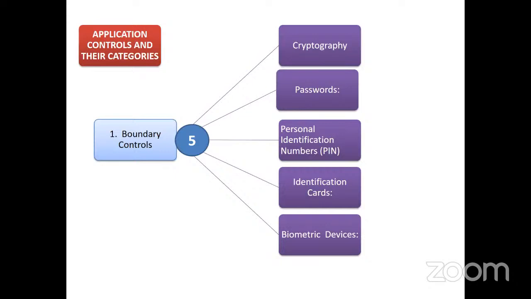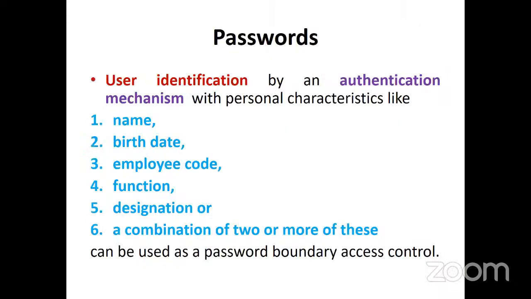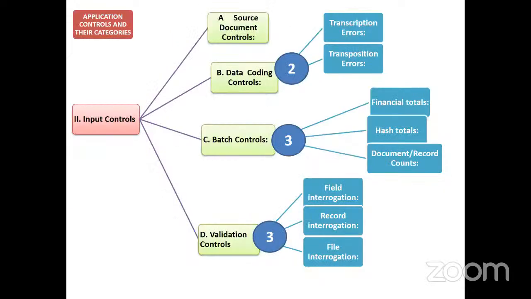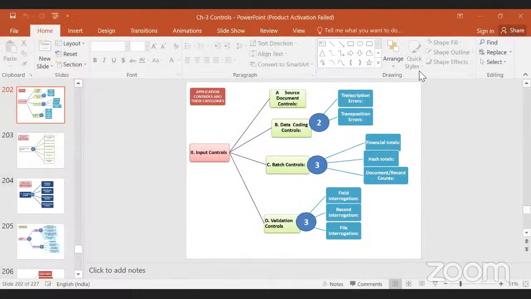Yeah, we have seen boundary controls: cryptography, passwords, PIN number, identification cards, biometric devices. Now today, input control. I think we have started input control, and we have to discuss it. The first one is source document control. So this is what we were discussing.